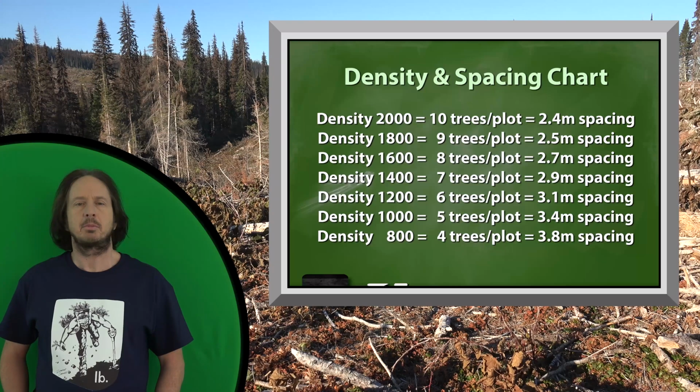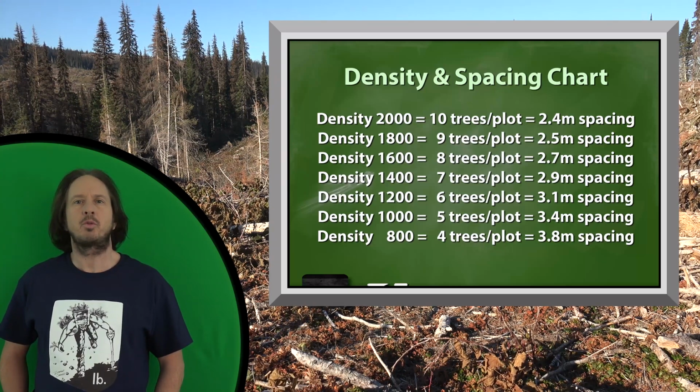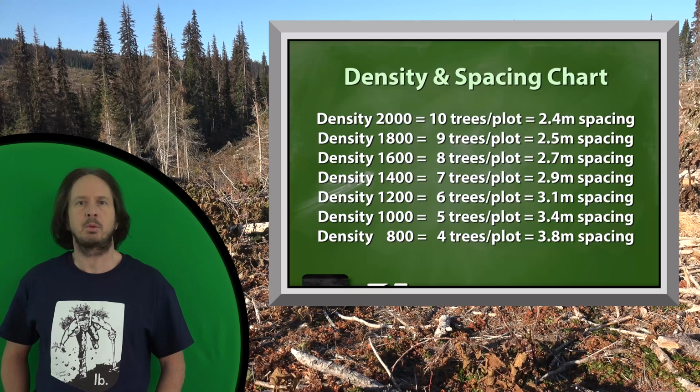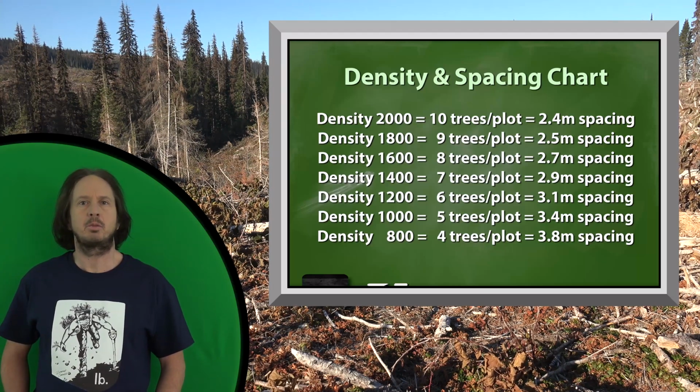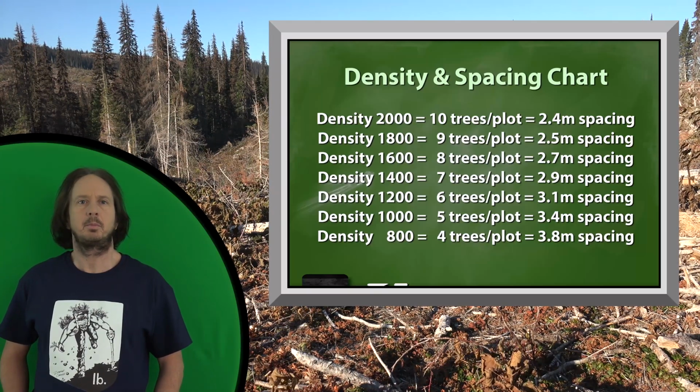For 2,000 stems per hectare, which is 10 trees per plot, you need 2.4 meters on average between trees. 1,800 stems per hectare is 9 trees per plot, so you need 2.5 meter average spacing. 1,600 stems per hectare is 8 trees per plot, so you need 2.7 meter average spacing. 1,400 stems per hectare is 7 trees per plot, and you need 2.9 meter average spacing.